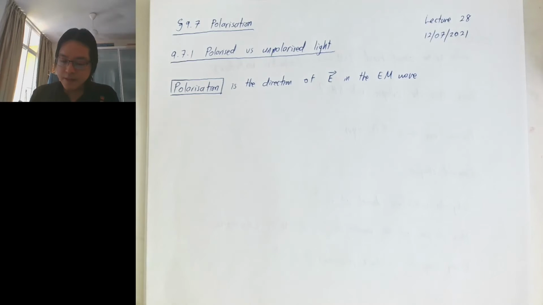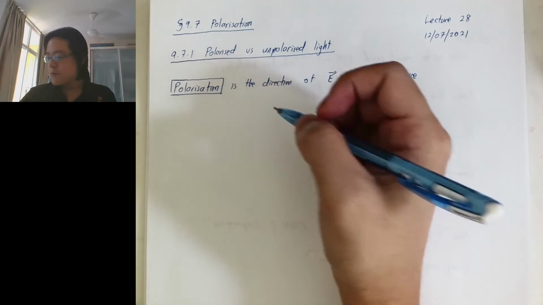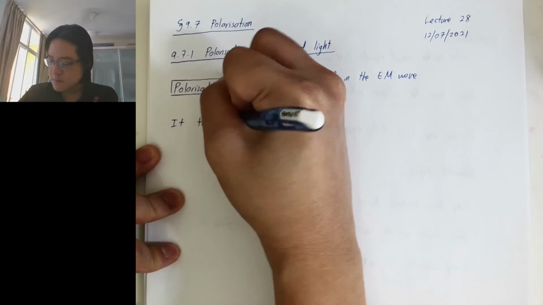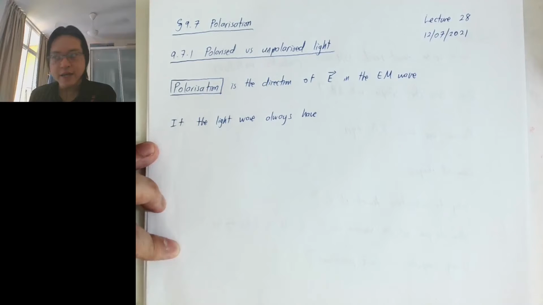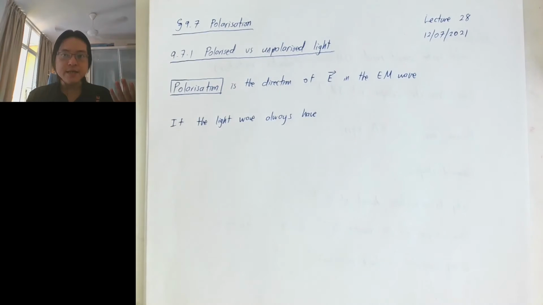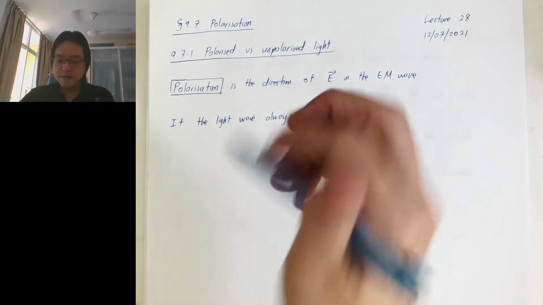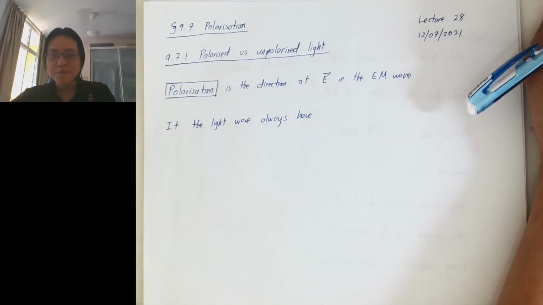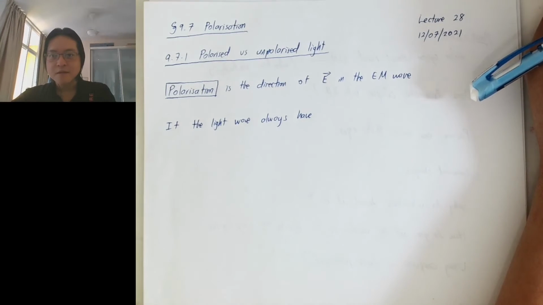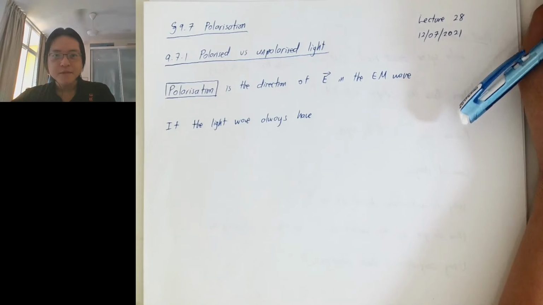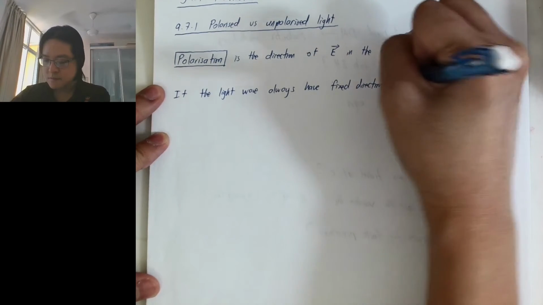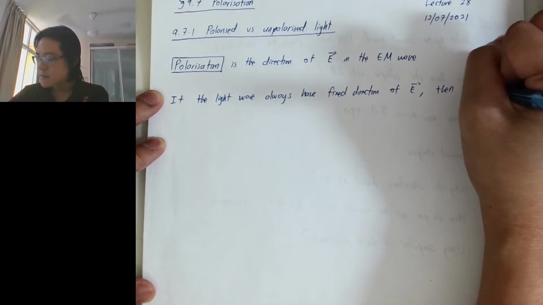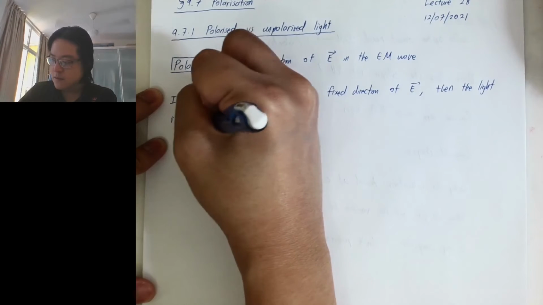Okay, so let me just say this. If the light wave always has a fixed direction, because it's not always the case, but if we are talking about this special type of light, the light that is used for interference experiments, diffraction gratings, and things like that, then we say it is called polarized.